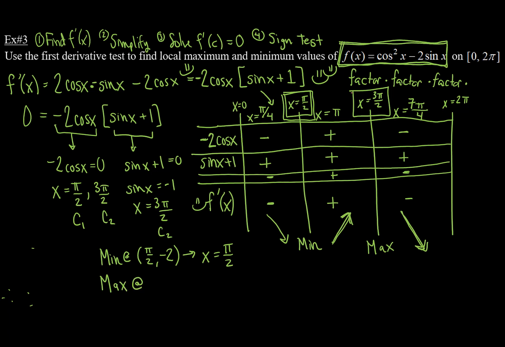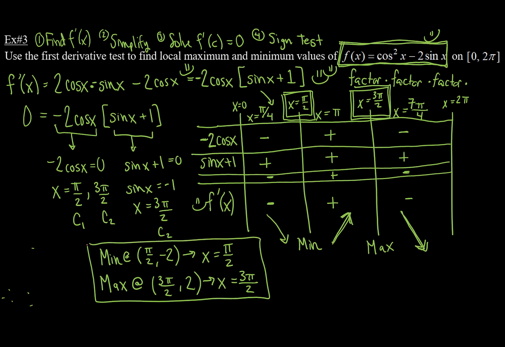So we've got a maximum at 3 pi over 2. So we're going to plug that into our original function. And that's going to give us 2. Again, it just depends on what they're asking for. If they're asking for the x-coordinates or the maximum and minimum values. Well, these are your final answers.